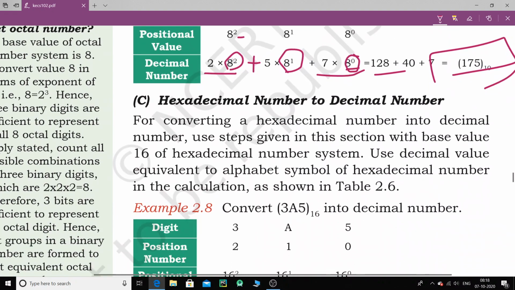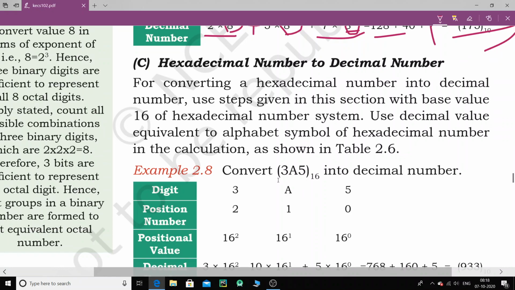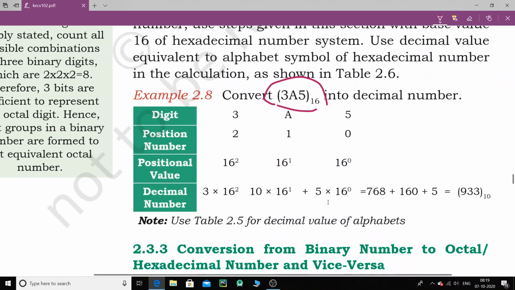And then hexadecimal, can you guess what we need to do? Same approach. Okay, just the base value at the place of 8 will be 16, and then if the number is like this, hexadecimal, so 5 into 16 raised to 0 plus A, which stands for 10, so 10 into 16 raised to 1, and then plus again 3 into 16 raised to 2.